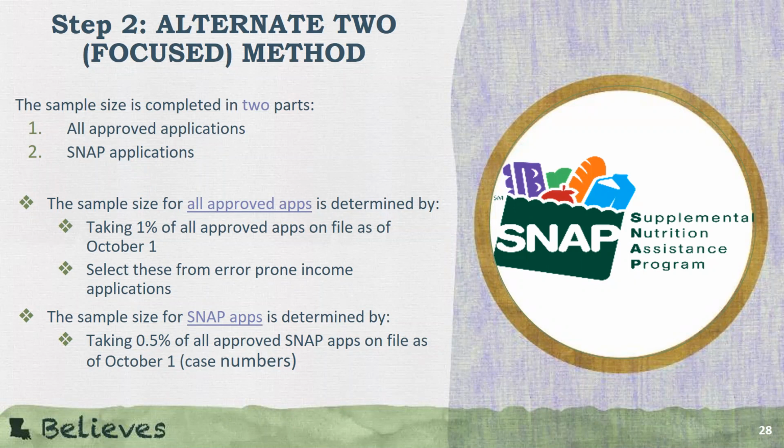For the alternate 2 method, your sample size will equal the lesser of the sum of either 1,000 of all applications approved by the LEA as of October 1st of that school year, selected from error-prone applications, or 1% of all applications approved by the LEA as of October 1st, selected from error-prone applications, plus the lesser of 5,400 applications approved by the LEA as of October 1st, which provide case numbers in lieu of income information, or 0.5% of applications approved by the LEA as of October 1st of that school year that provide case numbers in lieu of income information.